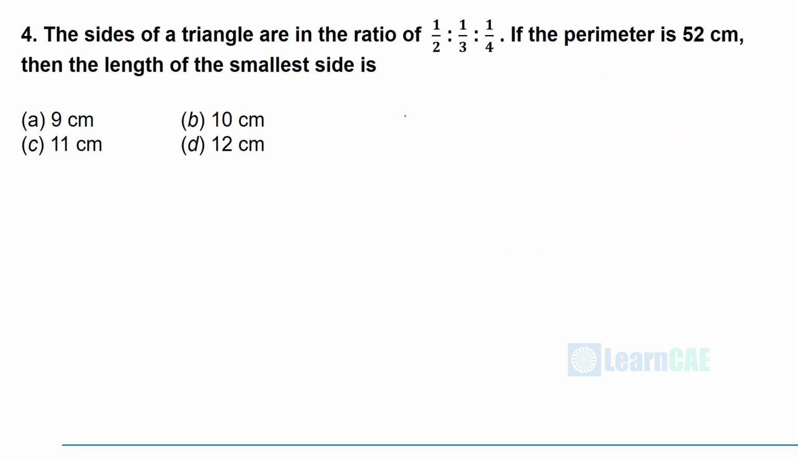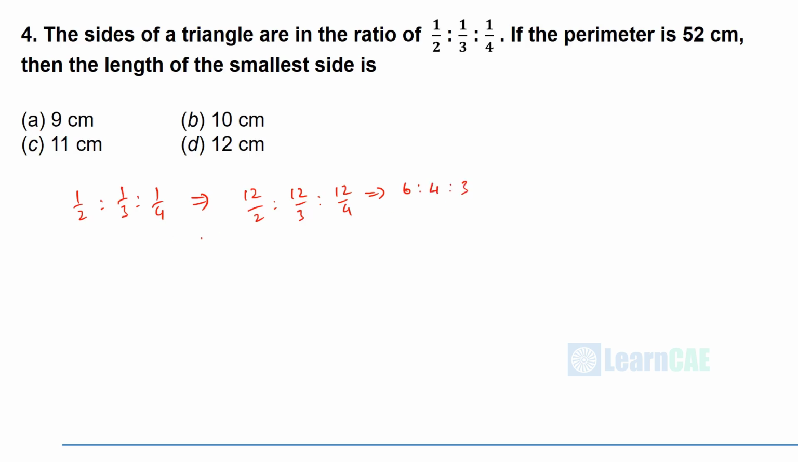The sides of a triangle are in the ratio of 1 by 2 is to 1 by 3 is to 1 by 4. If the perimeter is 52 centimeter, the length of the smallest side is. Okay. So if the ratios are given like this, 1 by 2 is to 1 by 3 is to 1 by 4, then we have to multiply this ratio by the common multiple of all the denominators. The common multiple is 12 here. So we can multiply as 12 by 2 is to 12 by 3 is to 12 by 4, which is equal to 6 is to 4 is to 3.